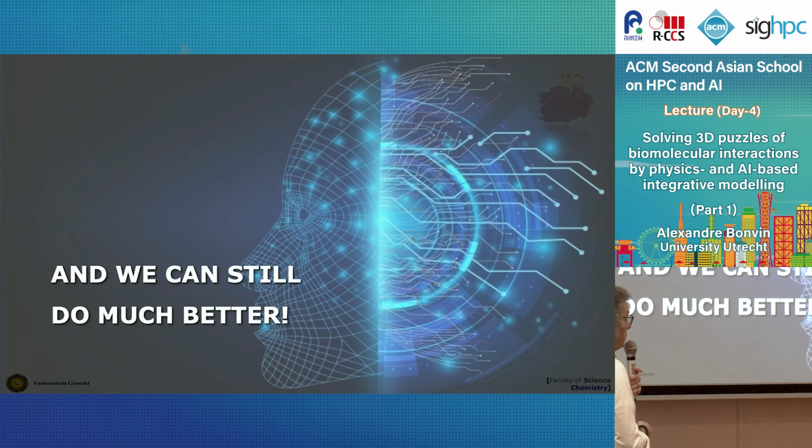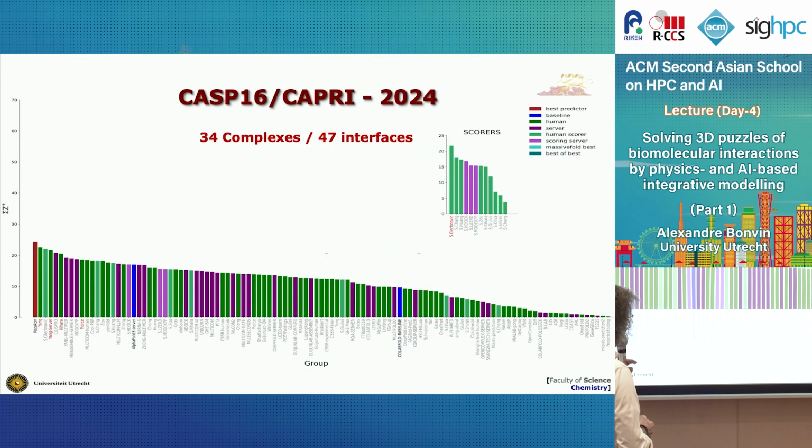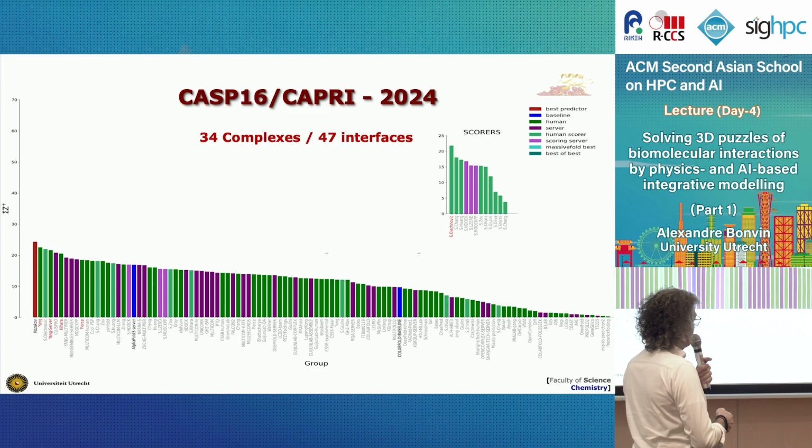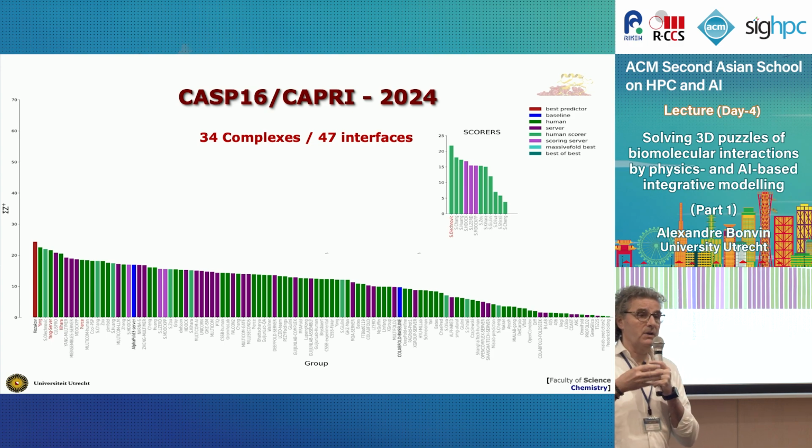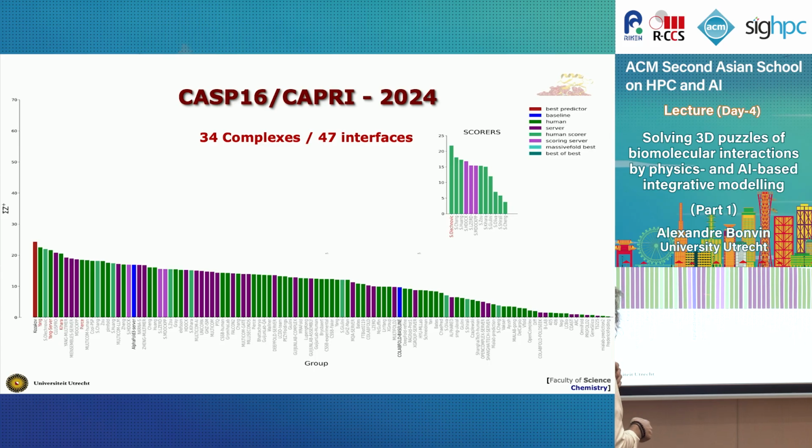And we can still do much better. So it's not like the problem is solved, there's still space there. So this is CASP16. Again, we are looking at interactions, not single proteins. We had 34 complexes, which formed 47 interfaces. So this is, again, the ranking for the complex prediction in CASP16.